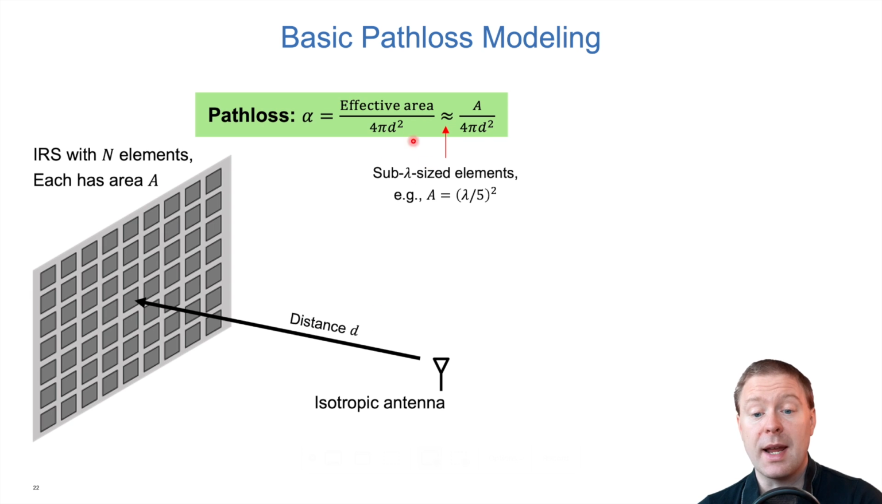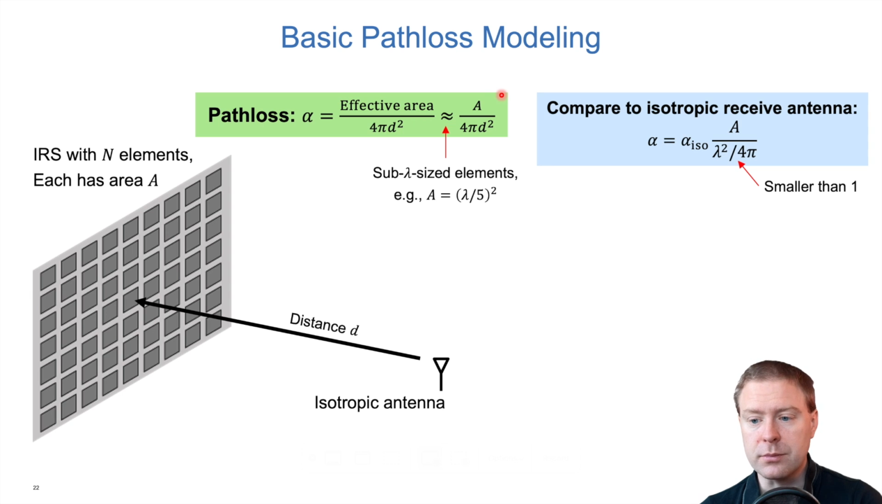And this is because a sphere with radius d has this surface area. So the effective area divided by the total surface area is describing how much energy it collects. And if each of the elements are sub-lambda sized, where lambda is the wavelength, well, then the effective area is essentially equal to the area of the antenna, which might be lambda over 5 squared. And in that case, we can replace the effective area with the actual physical area of the element, like this. This is a basic way of computing the path loss in line of sight.